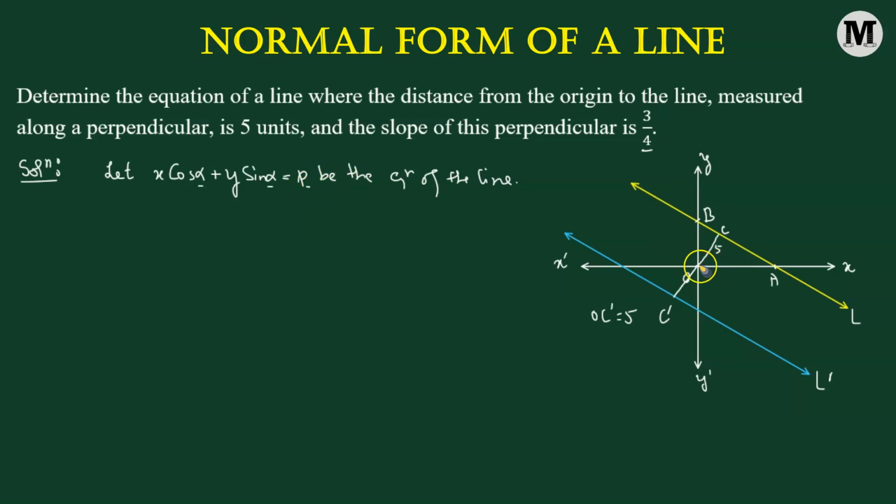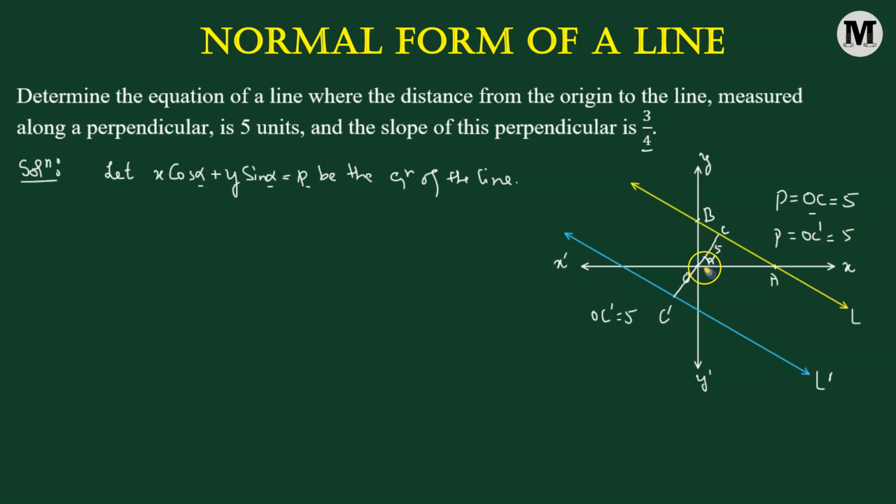Alpha is the angle that the perpendicular OC makes with the positive direction of x-axis. So this is going to be alpha. And then P is simply going to be the perpendicular distance of the line L from the origin, which is OC, and this is given as 5 units. Also, we can say P equals OC prime, so that is also 5 units.